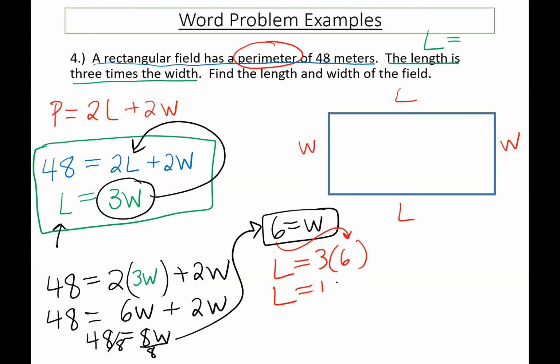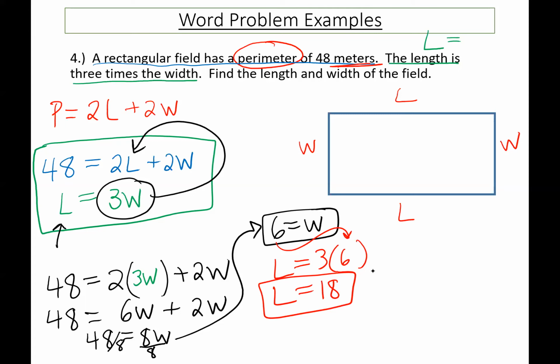And 3 times 6 is 18. So it looks like we've gotten 6 for the width and 18 for the length. And by the way, we're using meters for our units. That's going to be typed in already for you on the homework, but it's just good to know what units you're using. In this case, it's meters. So the width is 6 meters. The length is 18 meters.